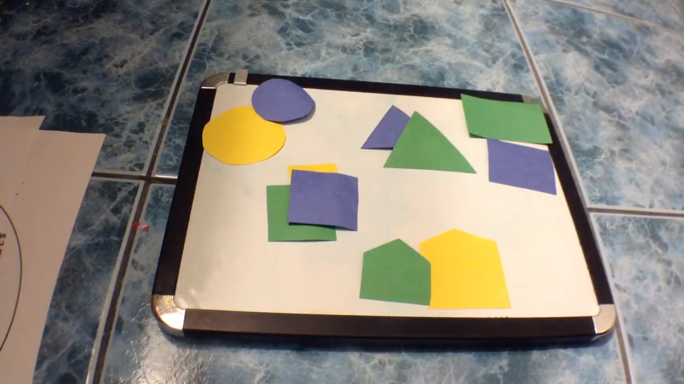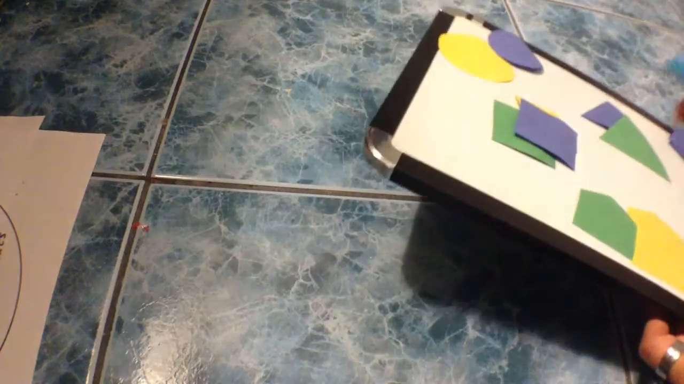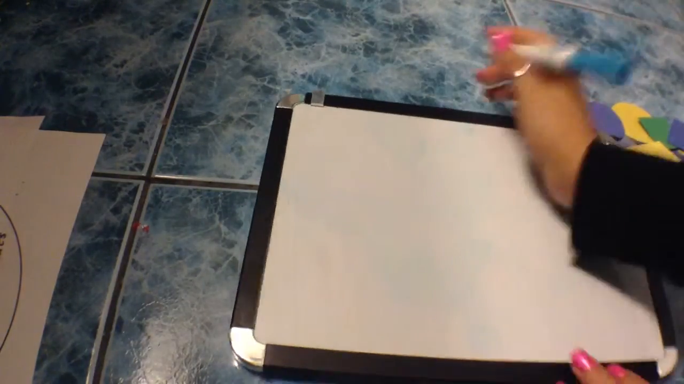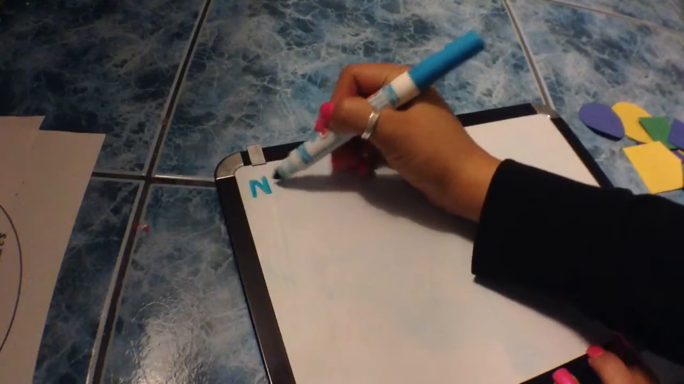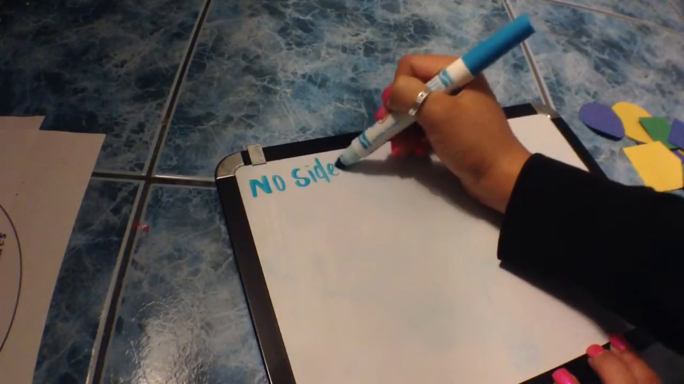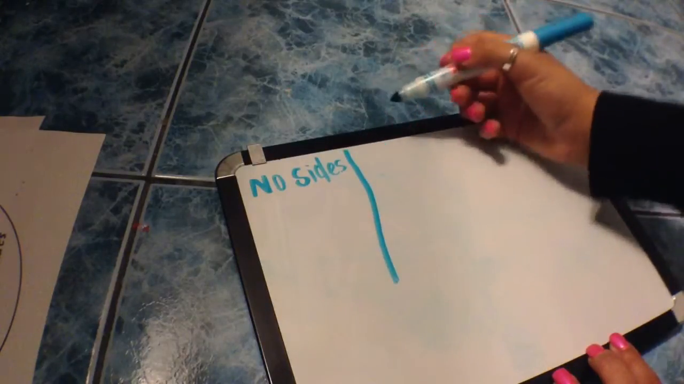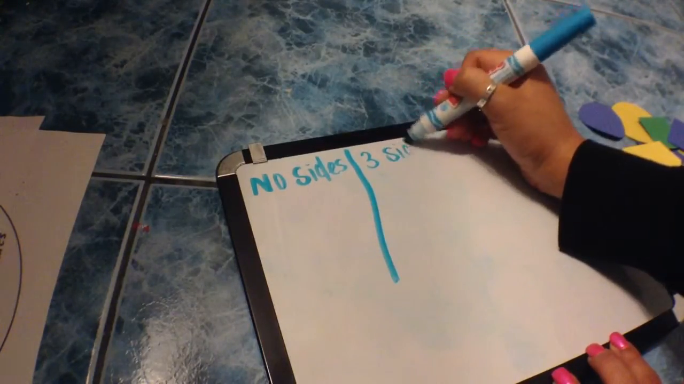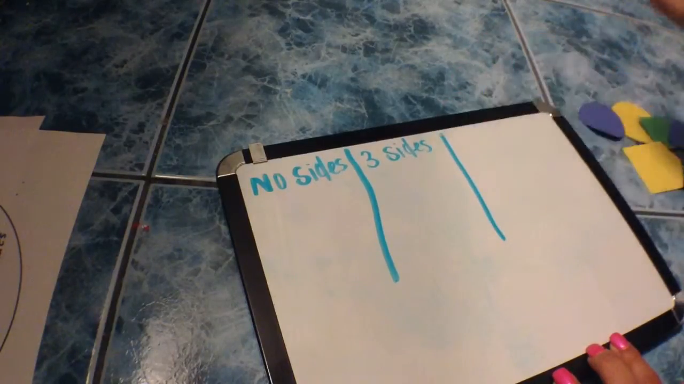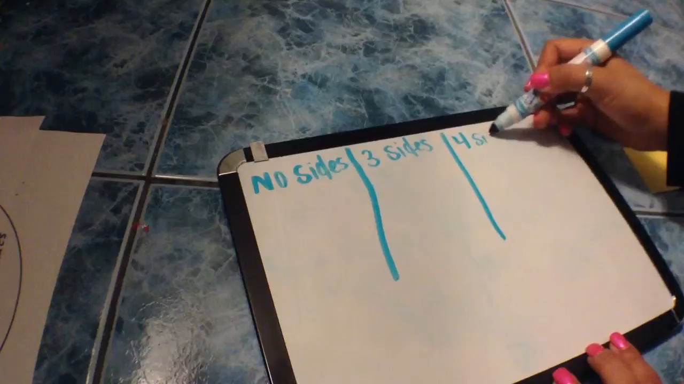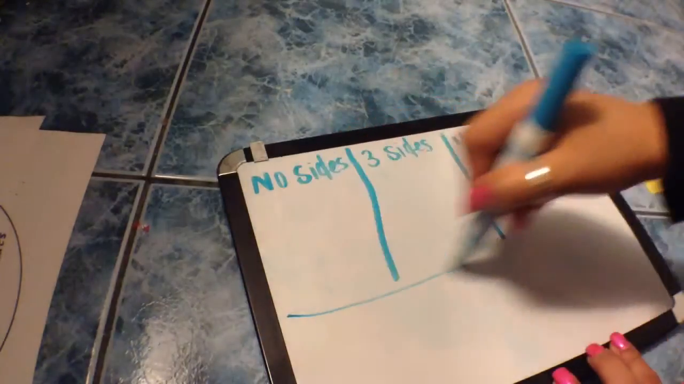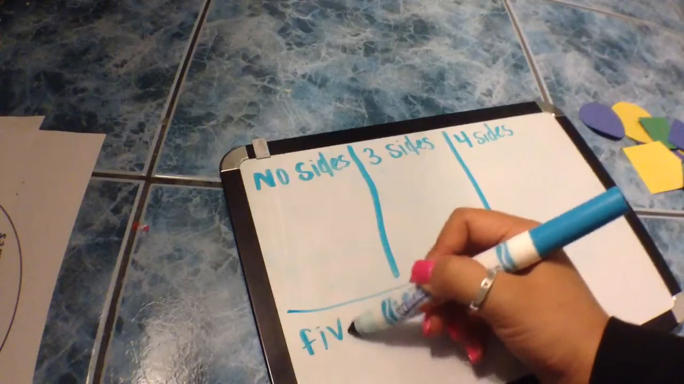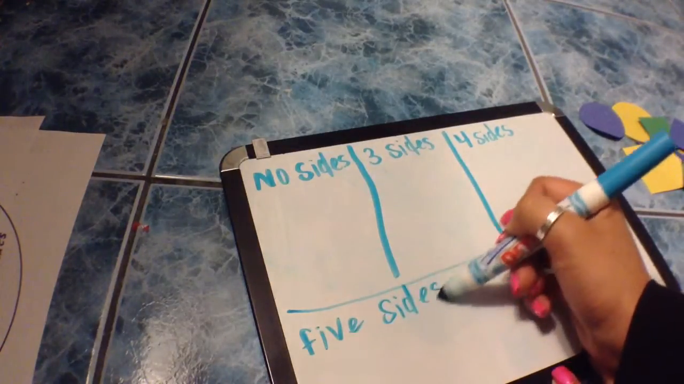If you want to introduce the attributes to them, an activity that you could do is you have your shapes, and you could say that you can make columns. For instance, you have no sides, 3 sides, 4 sides, and on the bottom we can do 5 sides. So you can let them know.